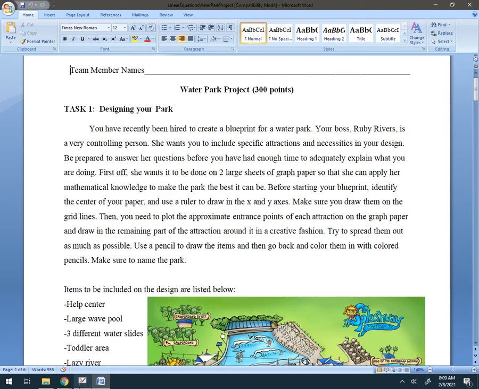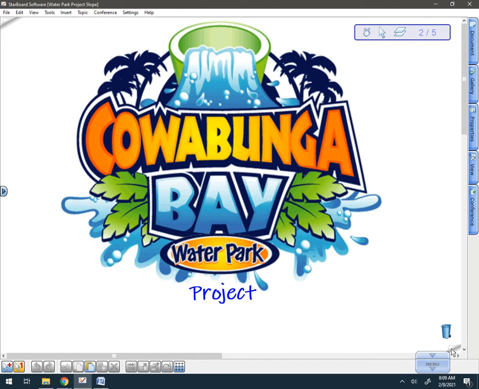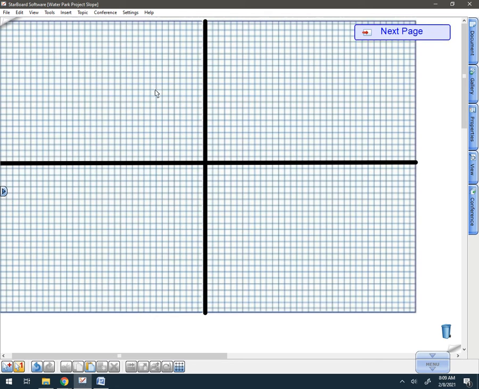The first thing you're going to do is get two pieces of graph paper, line them up right next to each other, and put a piece of tape all the way down to tape your two pieces of graph paper together. So you're going to use two pieces of graph paper, taped together, to make the area for your water park.